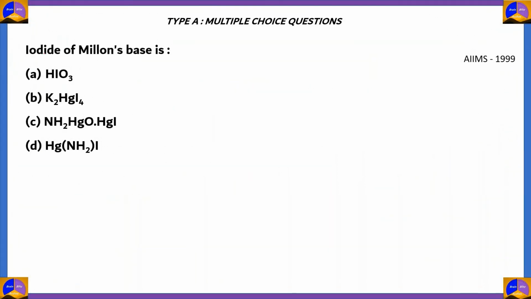Next question. The iodide of Millon's base is HIO3, K2HgI4, NH2HgO.HgI, and HgNH2I. So what is the iodide of Millon's base? Now this is the product of Nessler's reagent test.